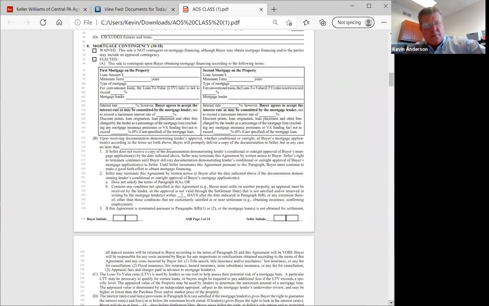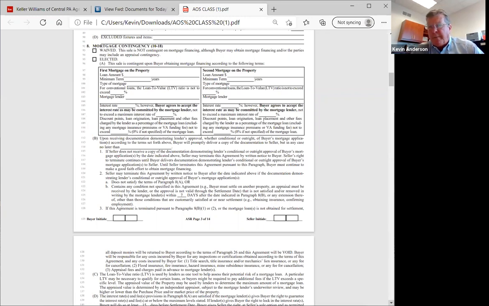The seller's right to terminate also continues if there's a condition in the commitment. Well, let's just read it. Okay, so the seller can terminate if it doesn't satisfy the terms that we made it contingent upon, where it says first mortgage, all our terms, or it contains any condition not specified in this agreement.